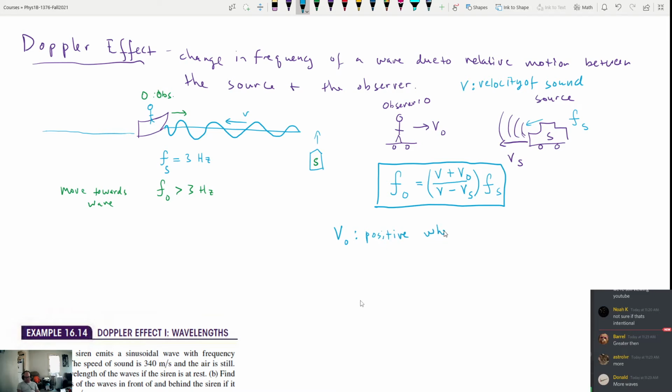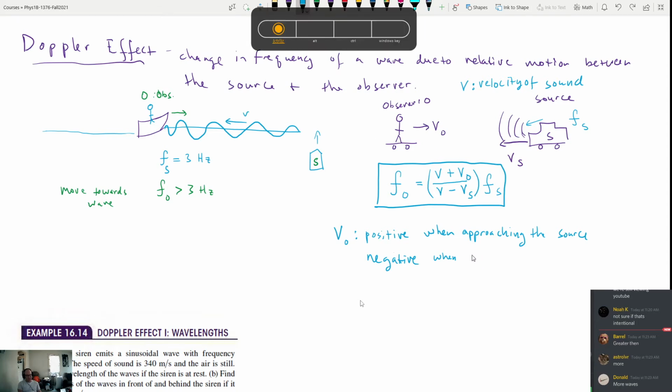when... Oh man, I'm so tired of writing on this tablet. Positive when approaching the source. And it's going to be negative when, what's the word? Moving away or receding from the source. We'll just say moving away. It's probably easier to understand.